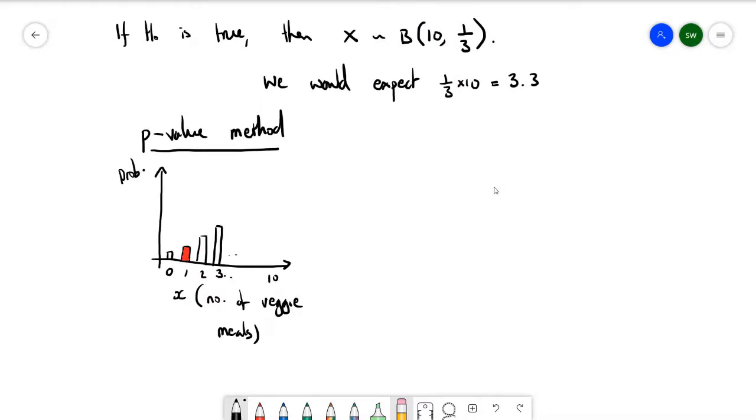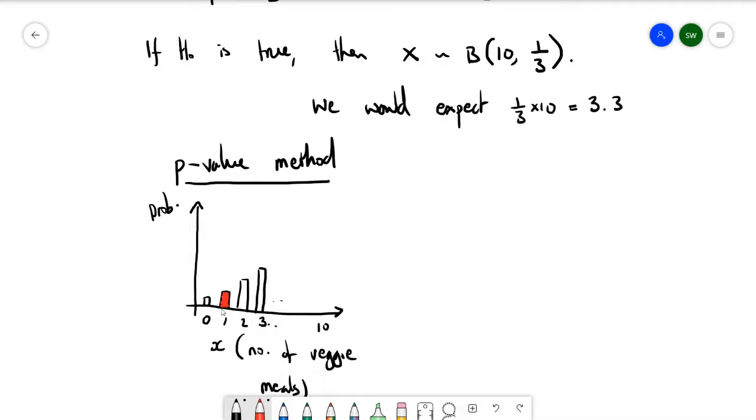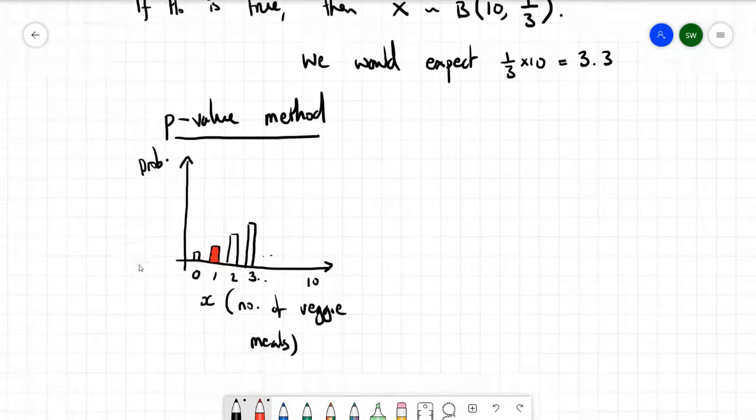Next, we need to work out whether 1, if it is in one of the critical regions, whether it's in the left critical region or the right critical region. So we would expect, remember, if the probability is equal to a third, we would expect roughly 3.3 out of the 10 meals to be vegetarian. Well, we only saw one meal out of 10 which is vegetarian. So because 1 is less than 3, 1 is less than the expected value, we know that if we're going to be in one of the critical regions, it would be the left critical region. So we've got to work out whether 1 is in the left 2.5% of the distribution.